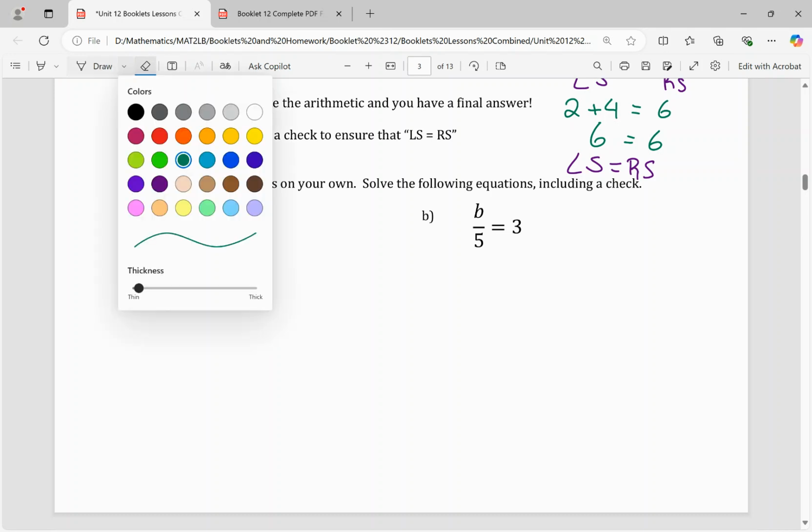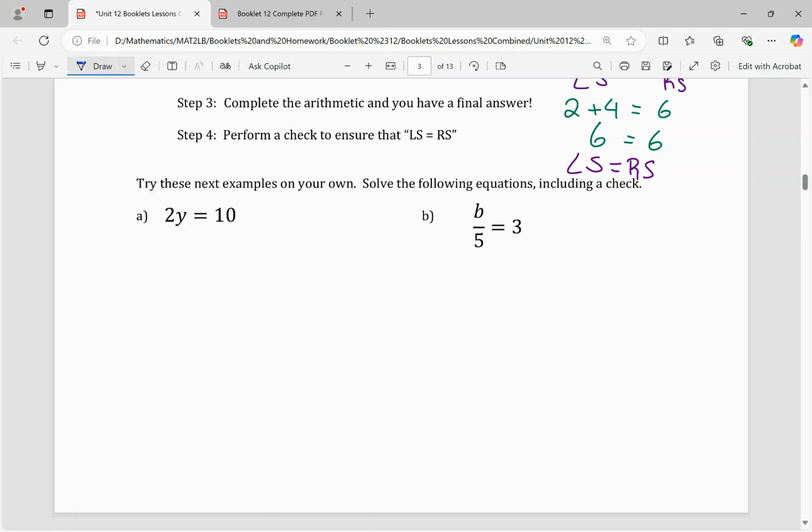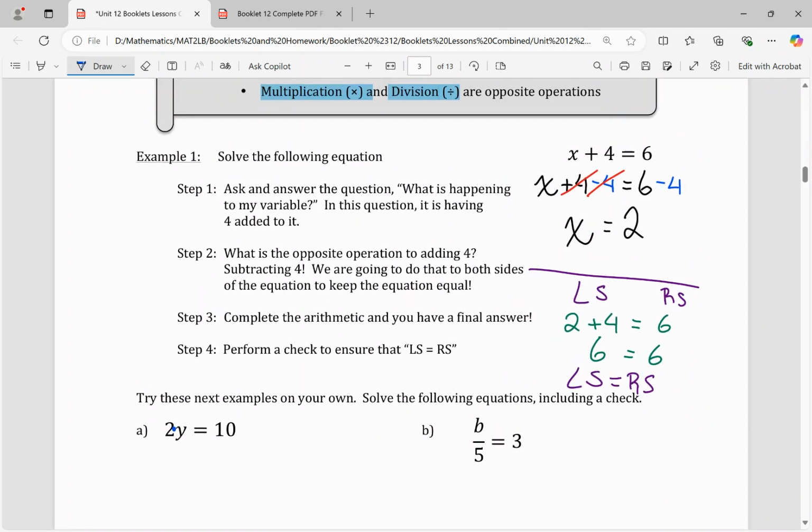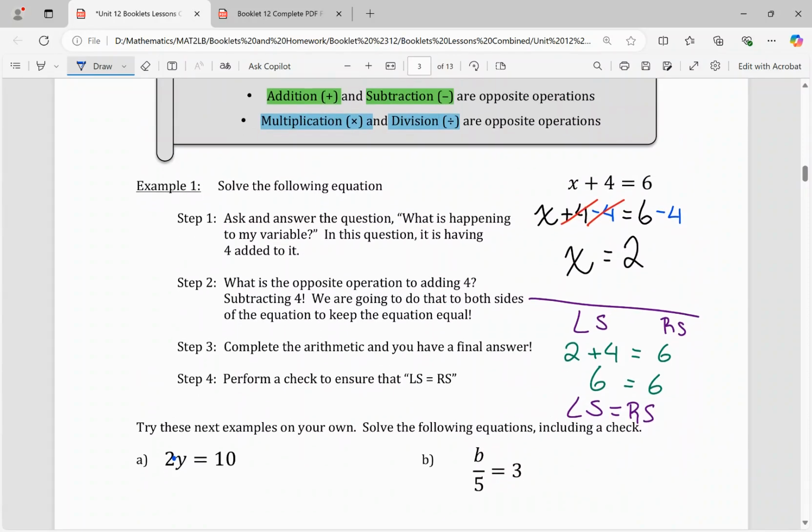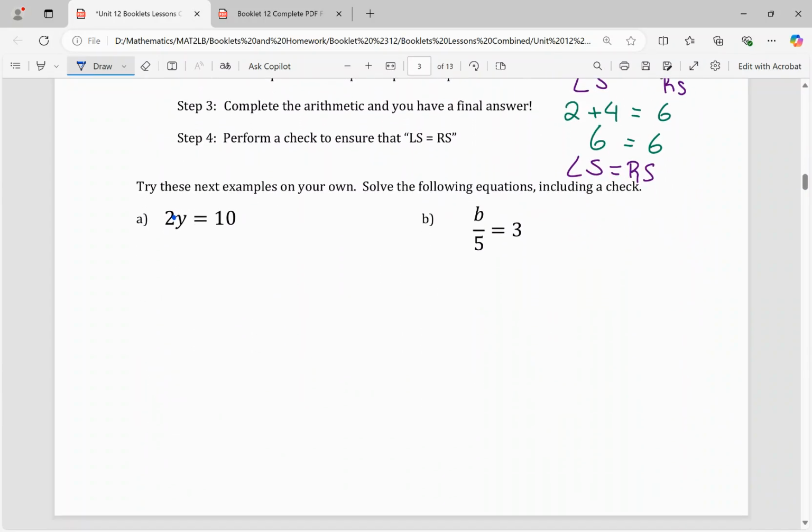So the first thing that you need to ask yourself is, what is the operation that is connecting 2 to my variable y? Now remember that when a number is next to a variable, that is implied multiplication. So there's multiplication happening there. So we need to do the opposite. The opposite of multiplication is division. So we are going to divide the left-hand side by 2.